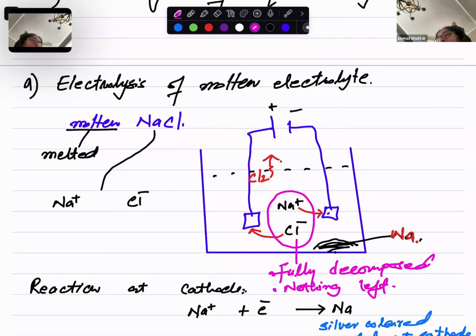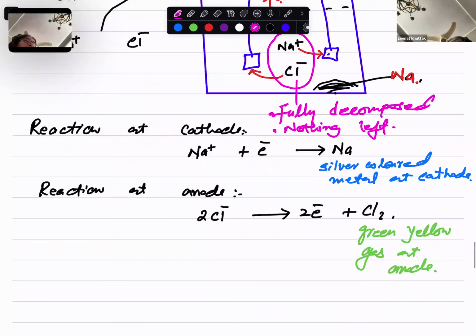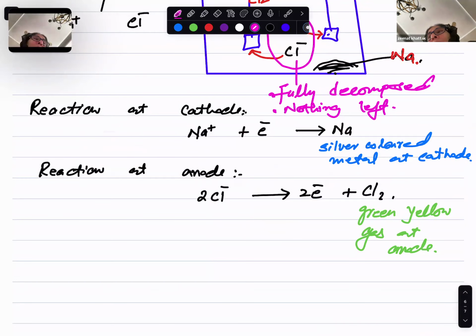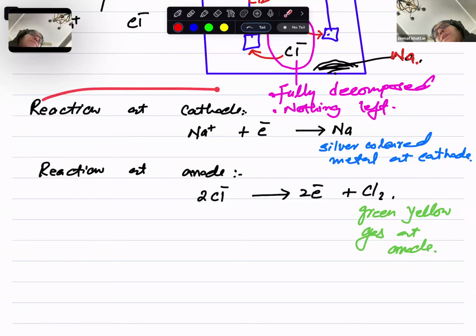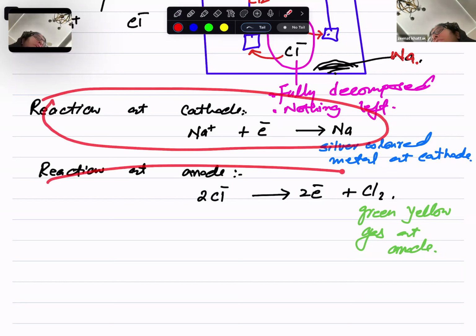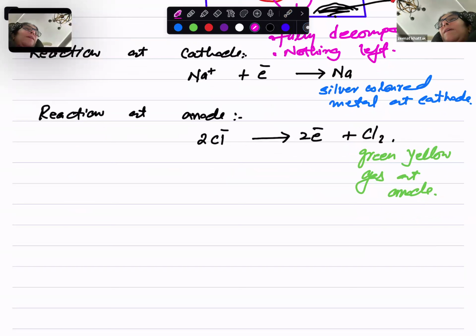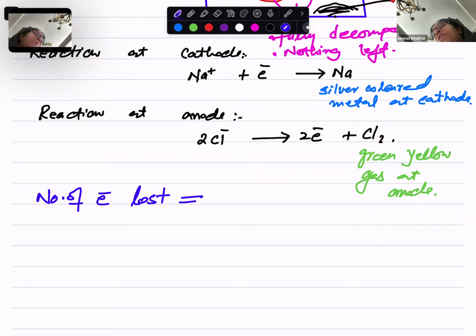Nothing left. Right? So, at the end, one thing which is not usually asked, then what is the overall reaction? Look, it gains, it loses. In chemistry, we say that the number of electrons lost must be equal to the number of electrons gained.